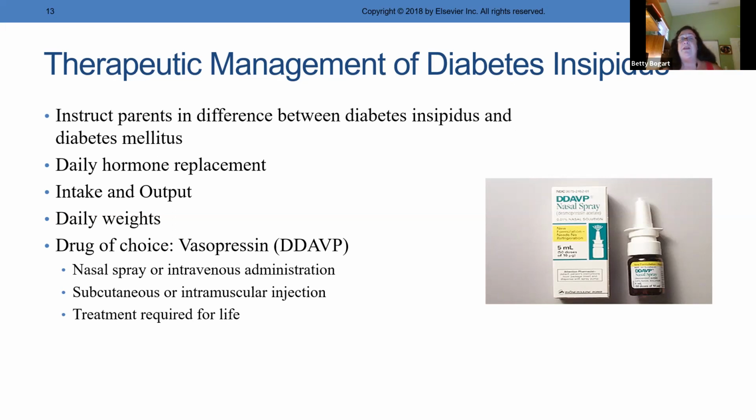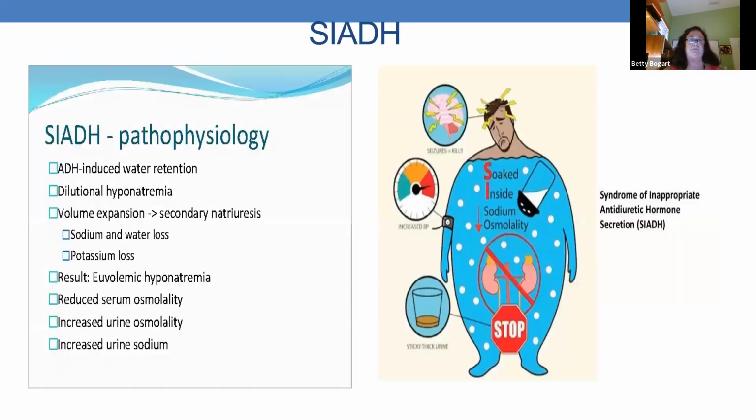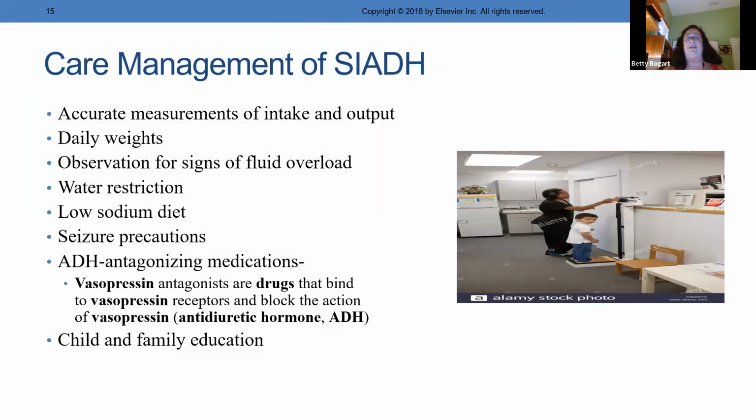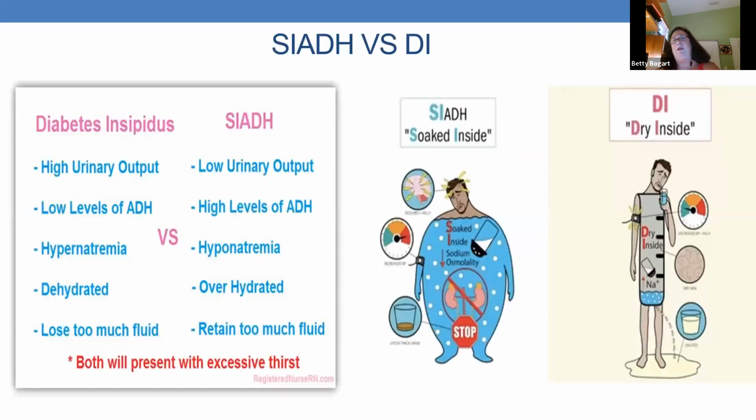So intake, output, daily weights, again, with either one, give the vasopressin. And again, this is a lifetime of this. This isn't just a once and done. There is no cure. It's just something you have to treat and look out for. Again, SIADH is big and full of fluids, right? So what do we do? Again, daily weights, intake, output, but water restriction and a low sodium diet. They might be given vasopressin, but with children holding on to all that fluid, seizures are one of those precautions. Again, pretty pictures for you.